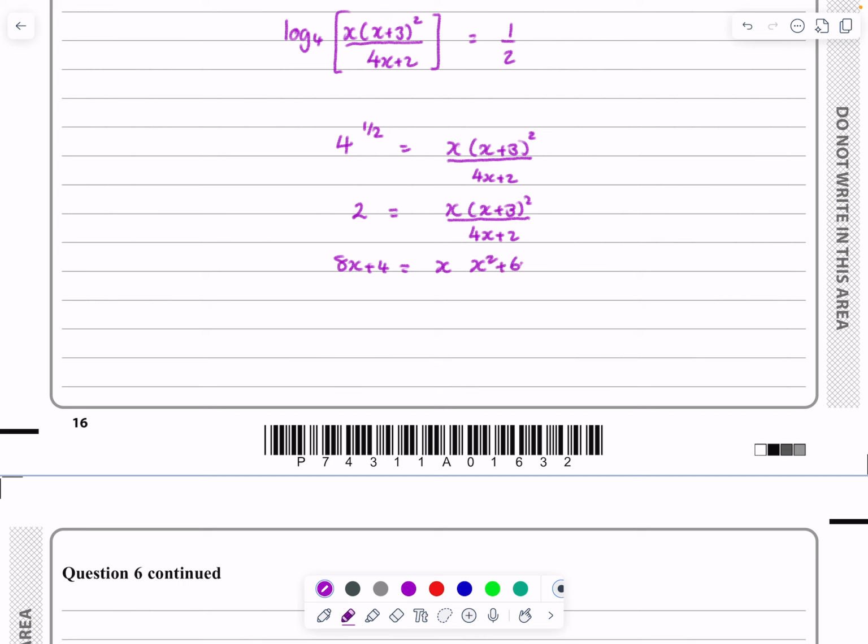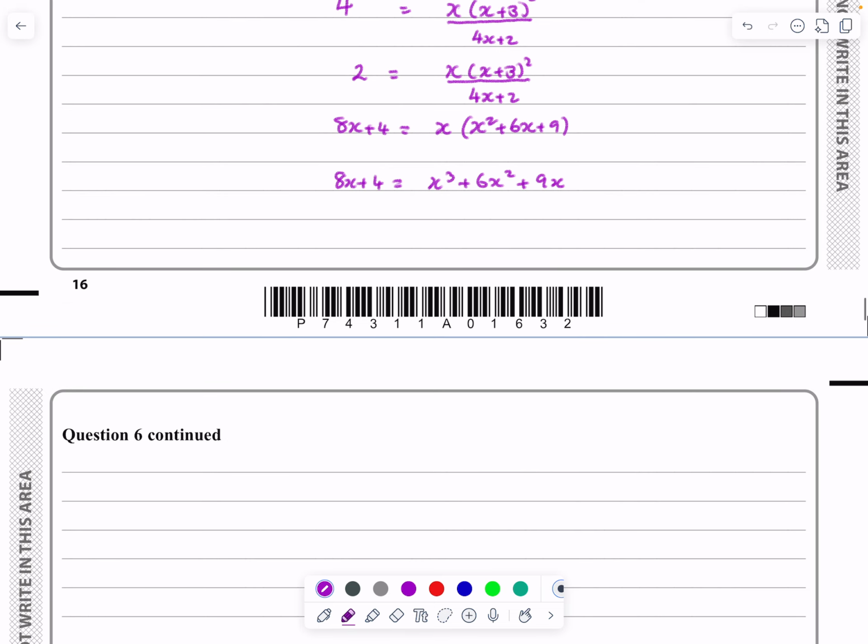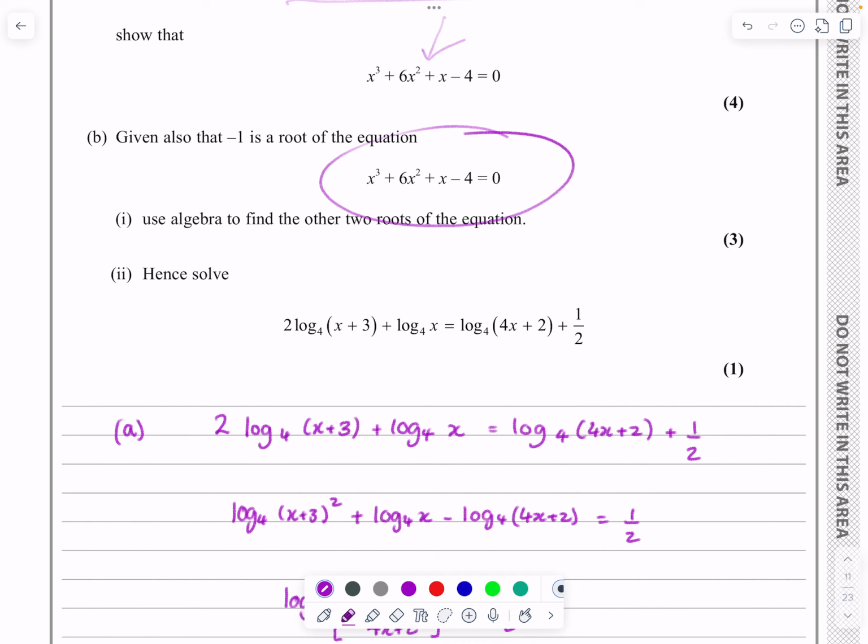You take your time to do it if you need to. I can do that quite quickly. But if you need to do x plus 3 times x plus 3, just do it nice and slowly. So then we've got 8x plus 4 equals, what's that, x cubed, 6x squared, and 9x. And now if we take everything all over to one side here, we're going to be left with x cubed, we've got 6x squared, the 9x and the 8x combine to make x there. I'm going to take the 4 over to the other side as well. So we end up with that equation there, which is what we were trying to get for part A. So fantastic, A done.